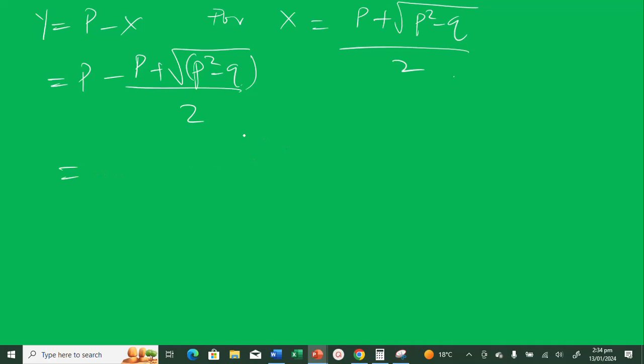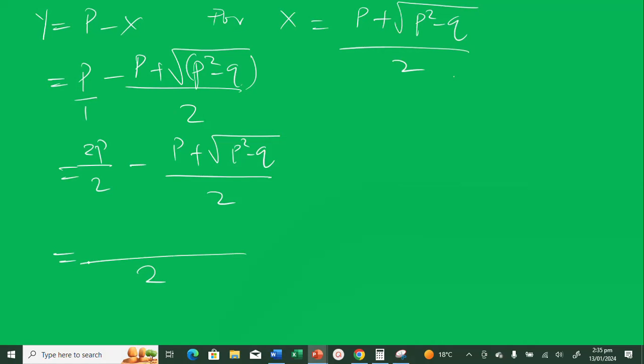So now the LCM, for us to make the LCM the same, we just multiply by 2 divided by 2, so it will still be p all over 1. Because this 2 cancels this 2, you have minus p plus or minus the square root of p square minus q all over 2. So since the denominators are the same, we add them.